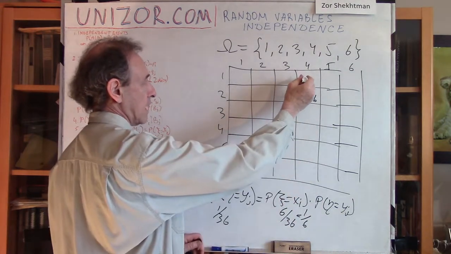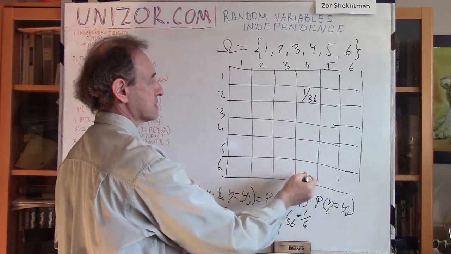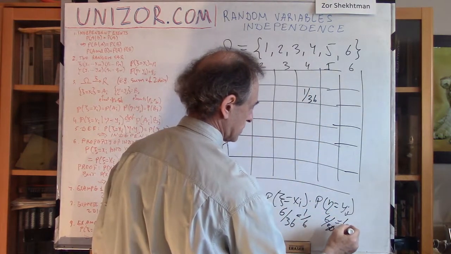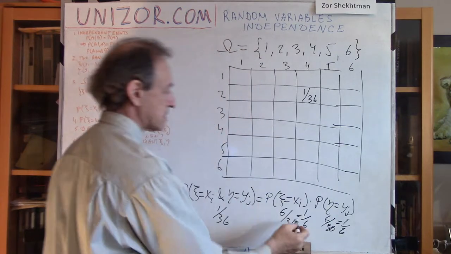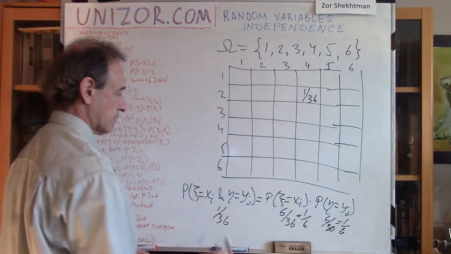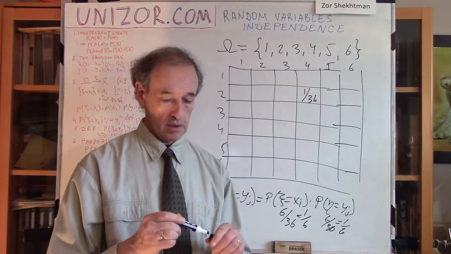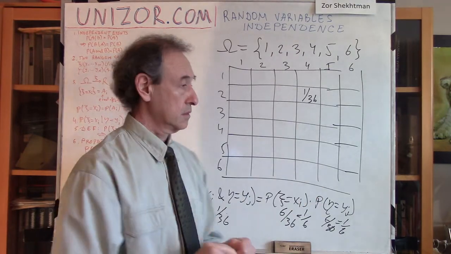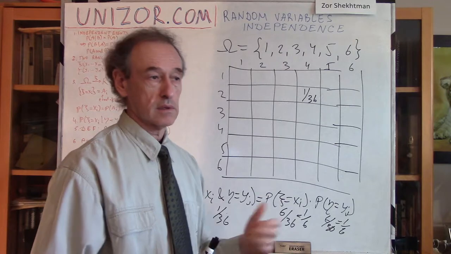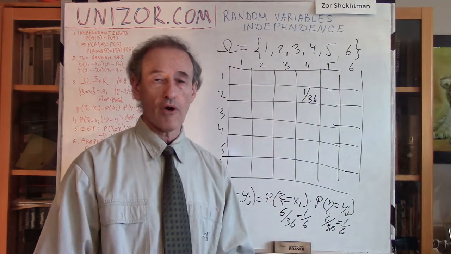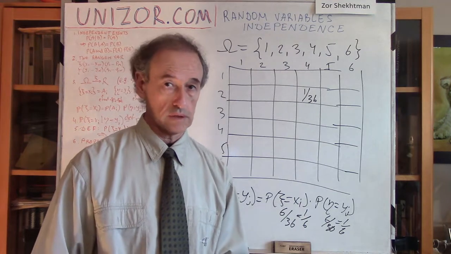And obviously it's again 1, 2, 3, 4, 5, 6 times 1/36, so it's also 6/36, which is 1/6. And obviously the product of 1/6 and 1/6 gives you 1/36. So this particular equation actually holds, which proves that when you're throwing two dice, the result of the first is completely independent of the result of the second.